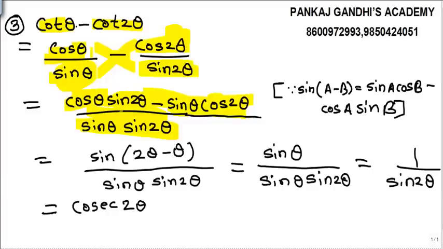The next step will be, as we know that if there are cos theta sin theta terms with a minus, by using this formula, sin of A minus B equals sin A cos B minus cos A sin B. So answer will be sin of 2 theta minus theta, denominator will be sin theta sin 2 theta. So obviously 2 theta minus theta is theta, so sin theta in the numerator, and denominator sin theta sin 2 theta. Now in this term sin theta will get cancelled. So next step, that is 1 upon sin 2 theta. So answer is cosec 2 theta. So this is the answer.